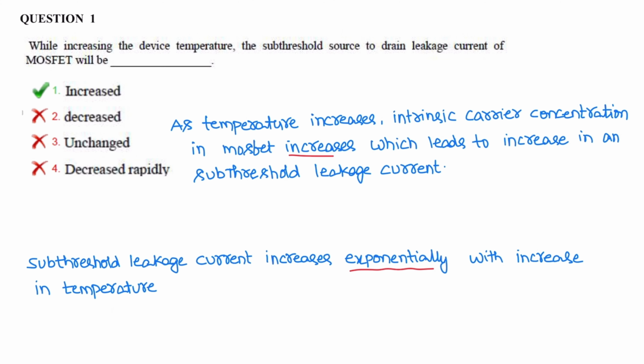First question: while increasing the device temperature, the sub-threshold source to drain leakage current of MOSFET will be increased. As temperature increases, the intrinsic carrier concentration in MOSFET increases, which leads to an increase in sub-threshold leakage current, and the increase is exponential. Correct answer is option 1.